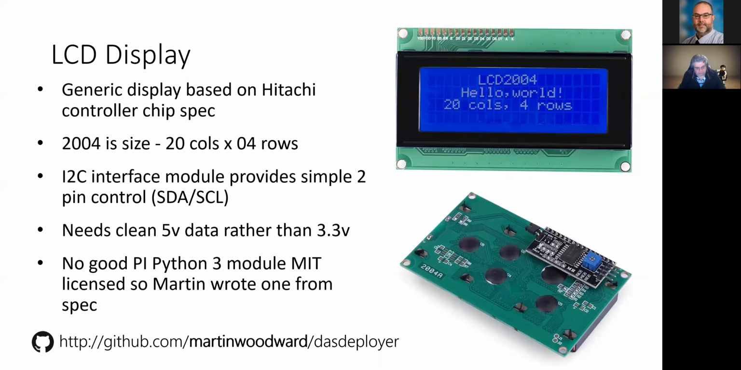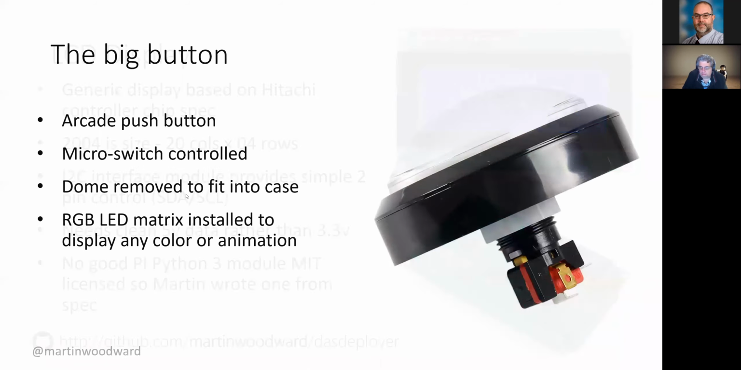The LCD display we talked about. The great thing was there wasn't a Python library for it, but Martin wrote one. So yeah, I just used his library. And again, pretty straightforward, write text, not much. Again, though, it needed to be powered by 5 volts. So this didn't come off the Pi. This came off its own, directly off the power supply.